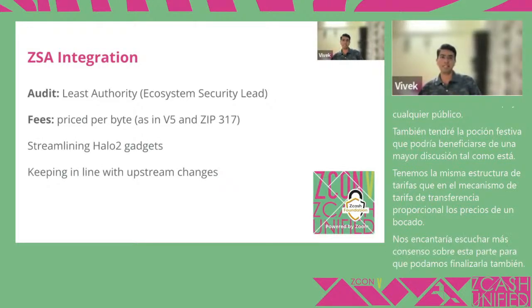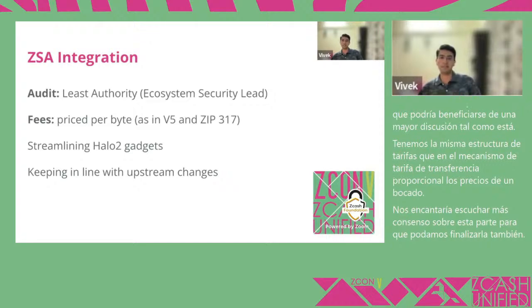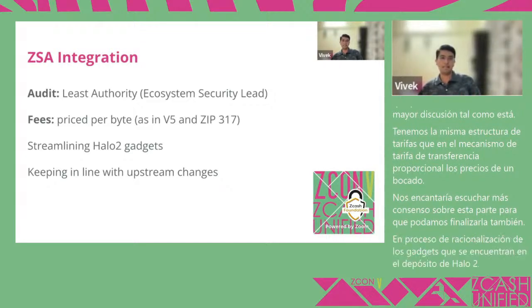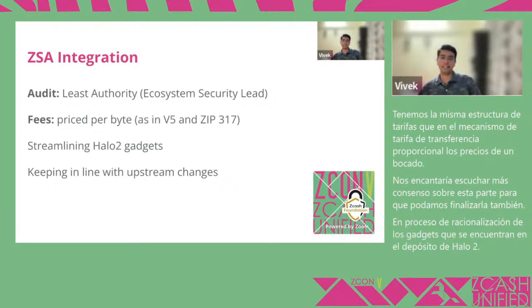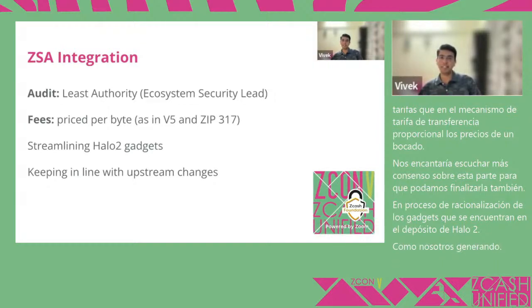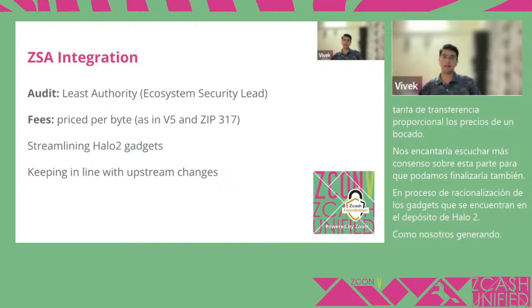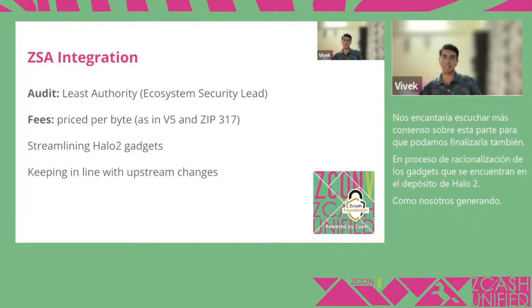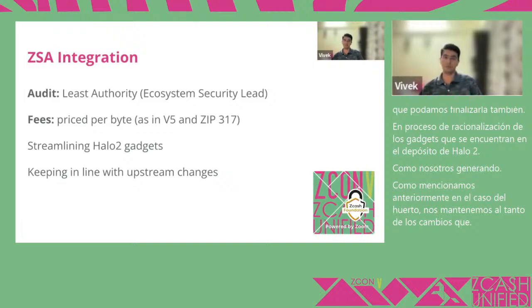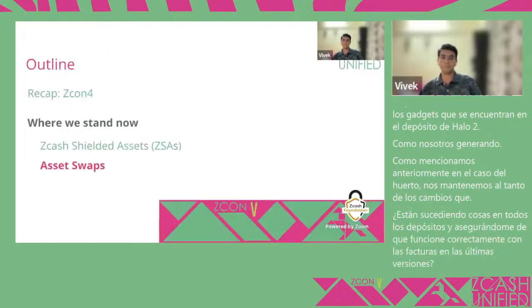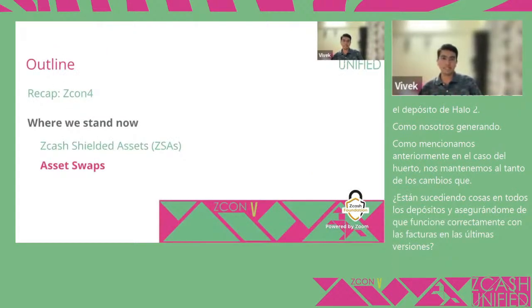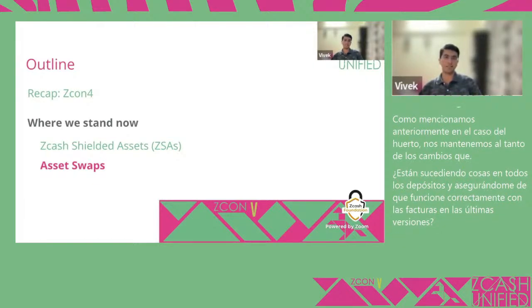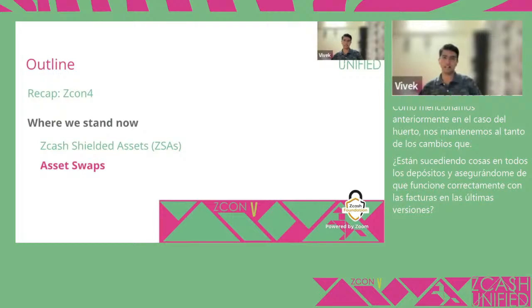We are also in the process of streamlining the gadgets that are in the Halo 2 repository. This is for generating the zero knowledge proofs, the Halo 2. Like we mentioned earlier in the Orchard case, we are keeping abreast of the changes that are happening on all the repositories and making sure that our work builds correctly on top of latest versions. With that, we are now ready to move to asset swaps. But before that, we could probably take some questions if there are any.